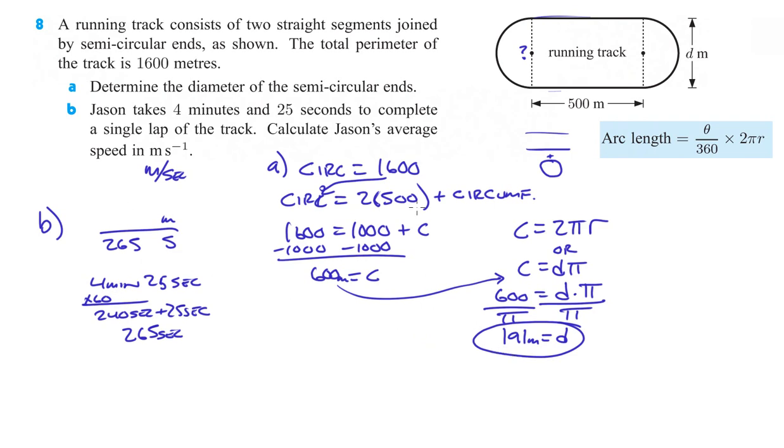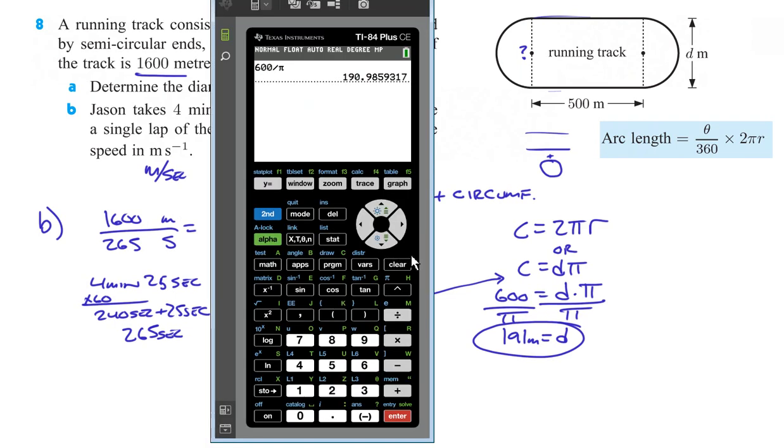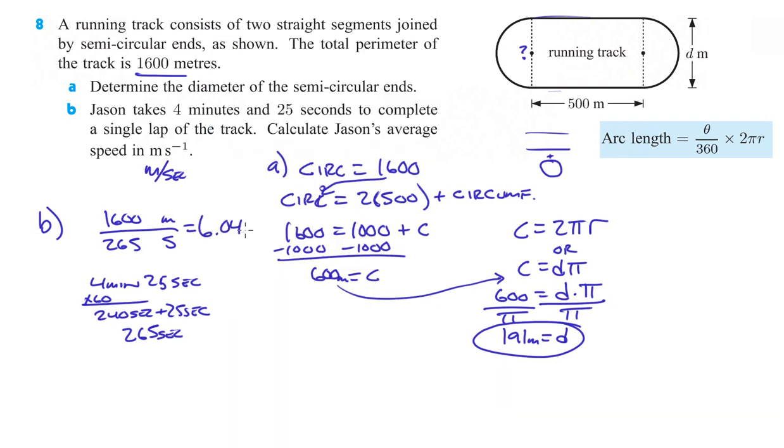And then the total distance to complete a single lap of the track. Well, we know already that the total perimeter of the track is 1,600 meters. So we just do 1,600 divided by 265, and that should give us his speed in meters per second, right? So 1,600 divided by 265 gives us about 6 meters per second. You're going to write that as 6.04 meters per second. Pretty much just about 6 meters per second.